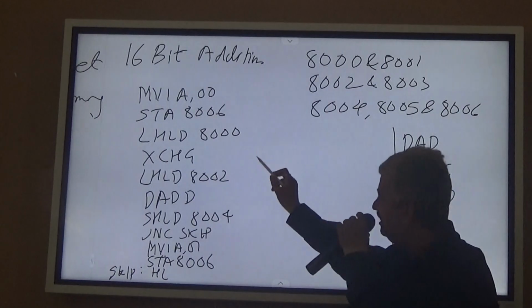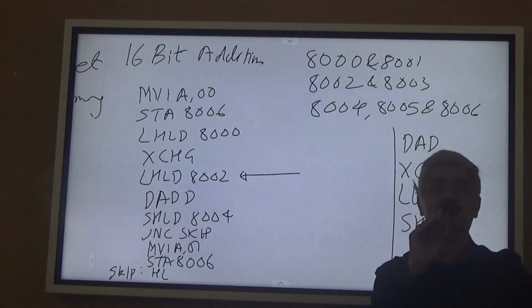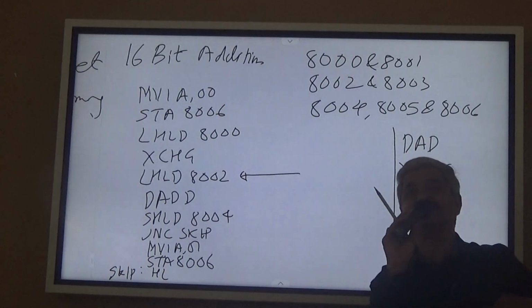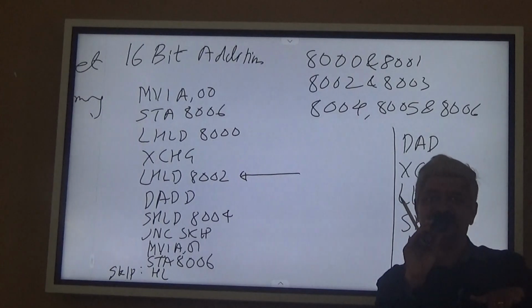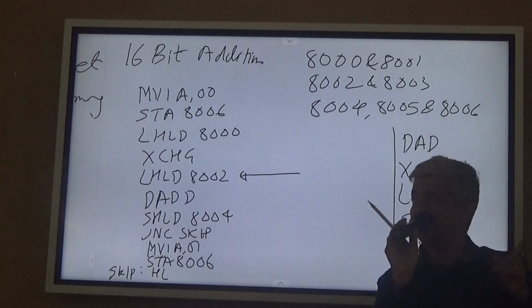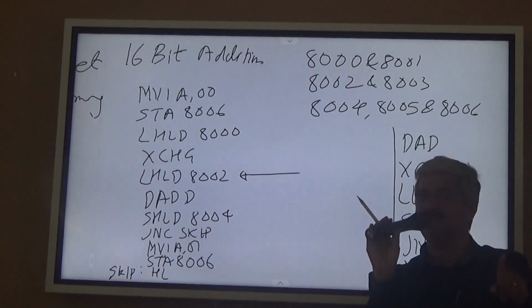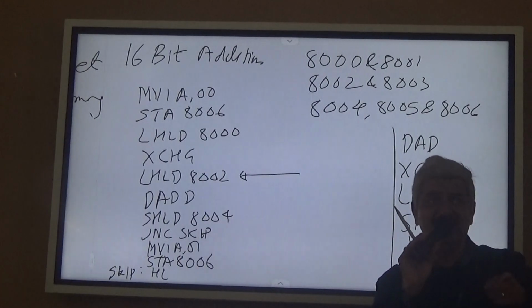So at this point of time, what is the scenario? When LHLD 8002 is executed, HL contains source 2, that is, whatever is at 8002 goes into L and whatever is at 8003 goes into H. And what does D contain? D contains source 1. Is it right? Listen very carefully. LHLD 8000, source 1 comes to HL. Exchange. Source 1 goes to D and something which is irrelevant comes to HL.